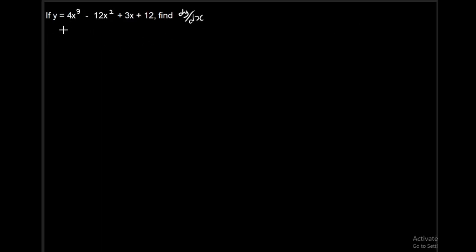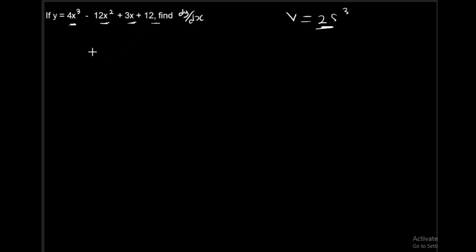Now our next question says if y equals 4x cubed minus 12x squared plus 3x plus 12, find dy/dx. Now this is very easy. If you observe very well, we don't have a single term like the cases we've been looking at, where we had something like v equals 2s raised to the power 3, just a single term on the right hand side. But in this case, we have 4 terms: first term, second term, third term, and fourth term.